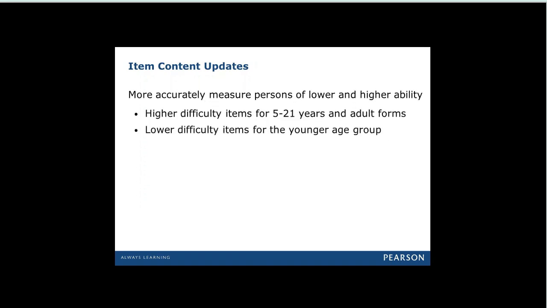So some of the specific content updates in terms of items. Again, some of the things that we look at when we're reviewing these assessments is to make sure that we can accurately measure persons of higher and lower ability. So there were high difficulty items added for the 5 to 21-year-olds, for the self-report and also for the adult forms, and also lower difficulty items added for the younger age group to make sure that we're capturing what we would typically consider ID and IG, which are our intellectually disabled or intellectually gifted kids.